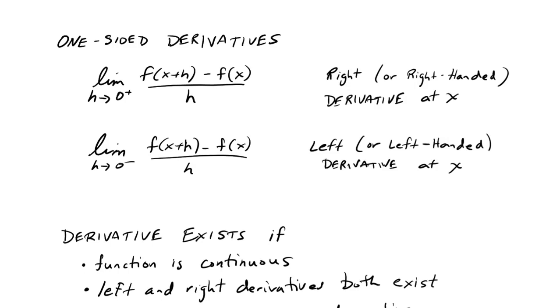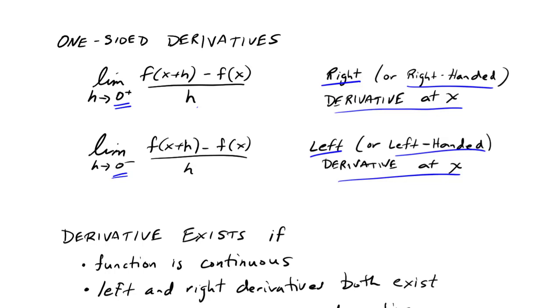Okay, so if we go from the right, so if we take the limit as h approaches 0 from the right of f of x plus h minus f of x over h, then we're talking about the right, or sometimes called the right-handed derivative at x. If we come from the other side, from the left, the limit as h approaches 0 from the left of this difference quotient, that would be the left, or left-handed derivative at x. And we'll look closer graphically at that in a minute, what that means.